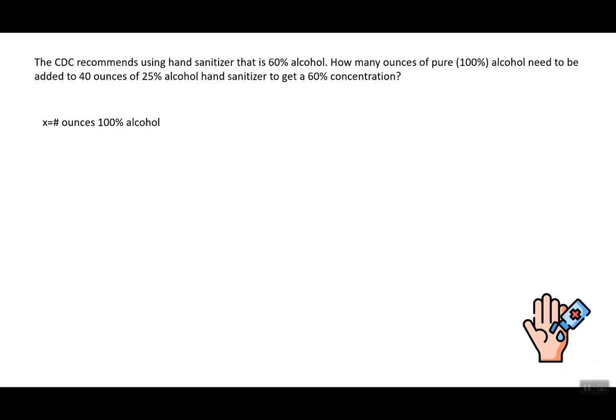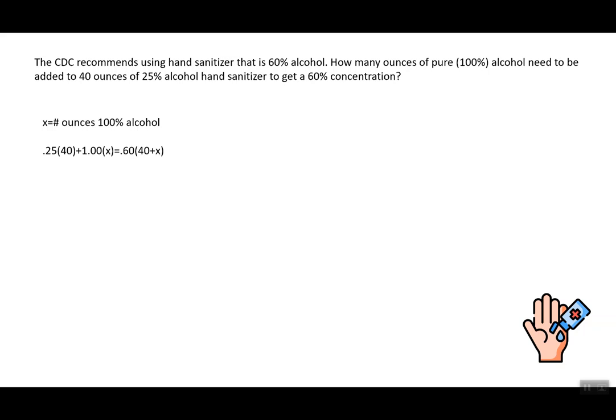Our second problem says the CDC recommends using hand sanitizer that is 60% alcohol. How many ounces of pure 100% alcohol need to be added to 40 ounces of 25% alcohol hand sanitizer to get a 60% concentration? Again, I want to start with variables, but this time I only have one, which is the number of ounces of 100% alcohol. I know that I have 40 ounces of the 25%, so all we're doing is adding some alcohol to that to increase the concentration to the CDC recommendation.